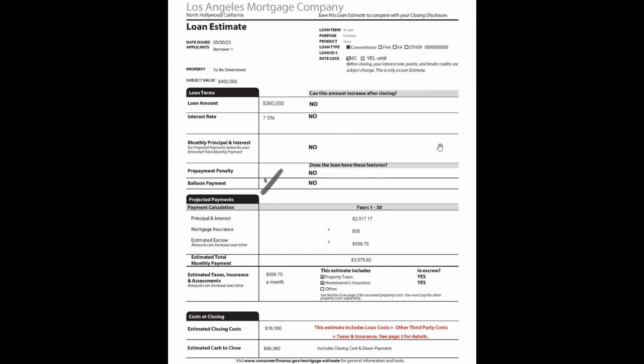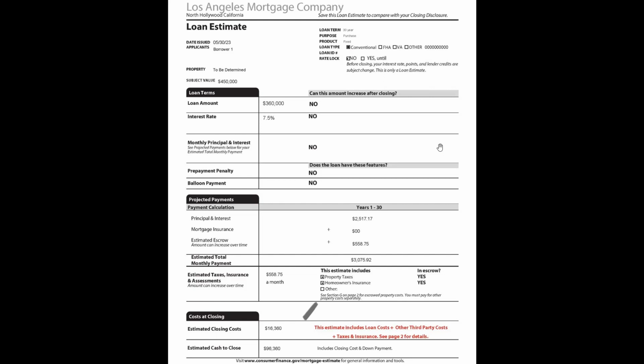Next, we go on to projected payments. Your total principal and interest payment is $2,517.17. The total taxes and insurance, which are your estimated monthly escrow fees, are $558.75. That brings your total payment to $3,075.92. An escrow account is also sometimes called an impound account. It's just like soda and pop.